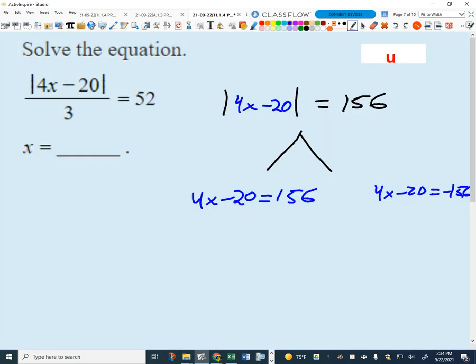So I got two equations to solve, and I could do that. I'm going to get two different results. We don't even have to finish. Right? I'm going to get two different answers, though. Okay?